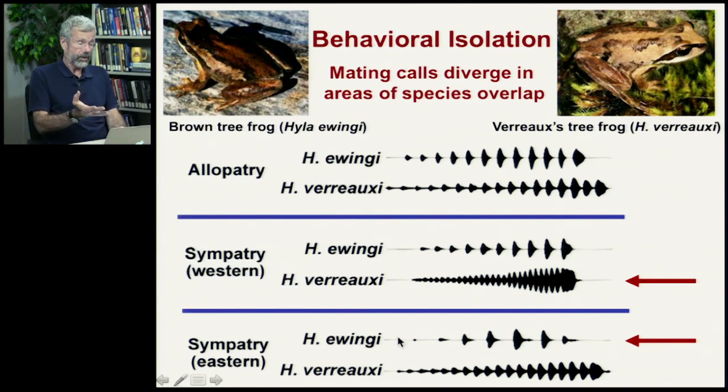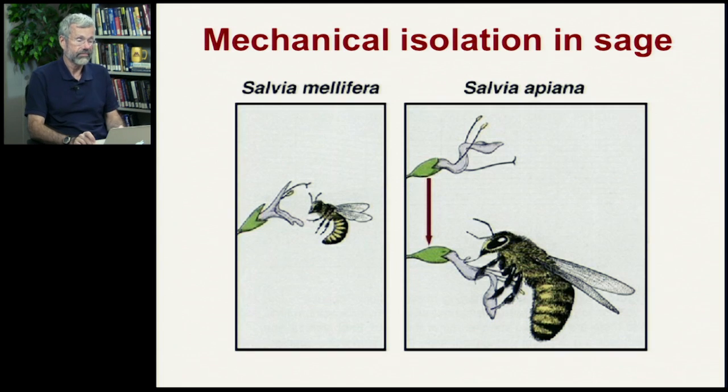And in the other part where they live together, in the eastern part of the U.S., it's now the Ewing that's modified its sound, so it's quiet most of the time and just a few occasional bloops of noise. So again, a Ewing female isn't going to make the mistake and go to the wrong male because she can recognize males of her own kind.